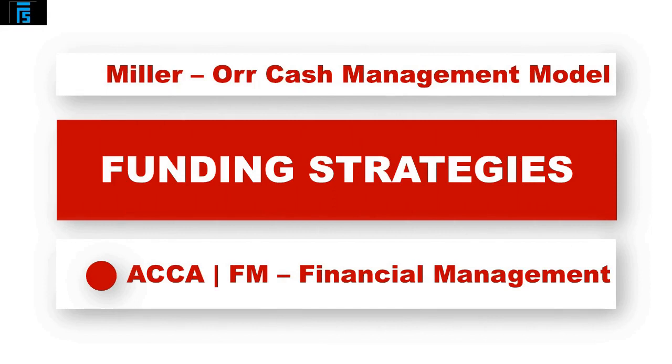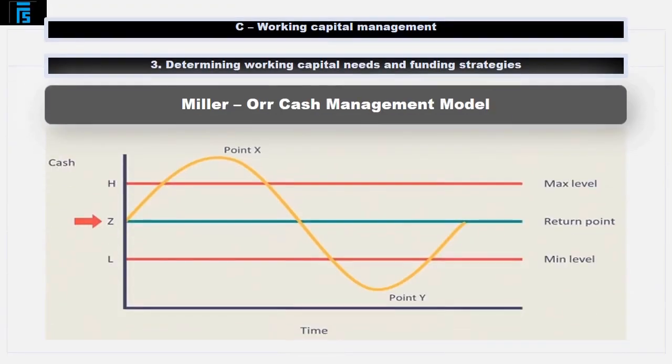Miller-Orr model. This is one model that can be used to manage cash. It is used to set a target cash balance for the company. The model sets a high and a low point of cash for the company to hold. The model also sets an ideal cash level called the return point. See the diagram. Line H is the maximum cash the company will hold, and line L the least. And Z, you may have guessed, is the target cash balance or return point.